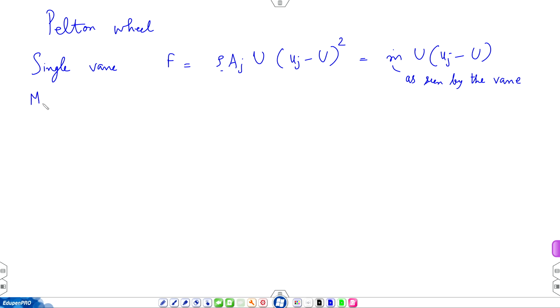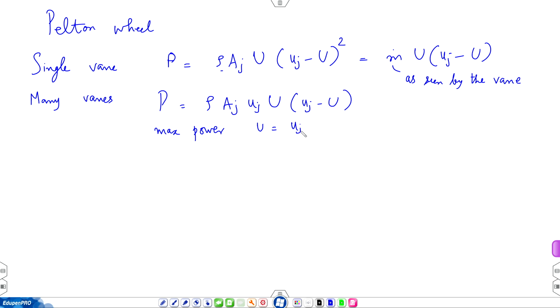But if you have many vanes, that means the entire mass flow rate is now available to the device, and you do not have to write uj minus U. So, this is not force, this is power generated, right, power. That you write as rho A j uj, capital U, uj minus U. And in this case, for maximum power, capital U will turn out to be uj over 2.